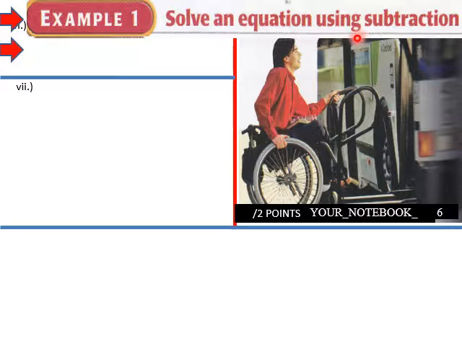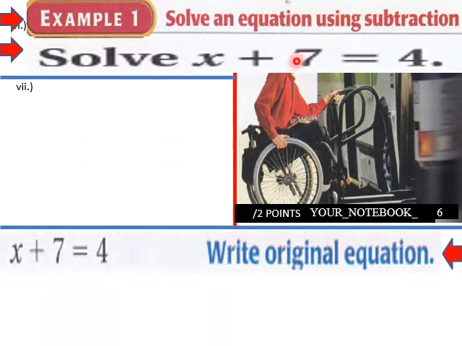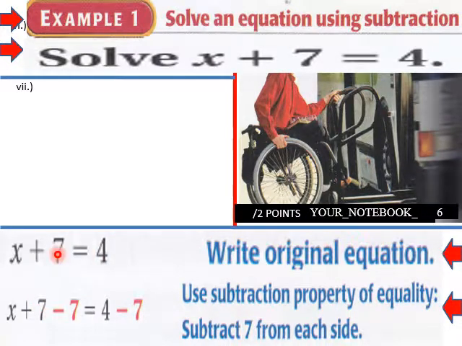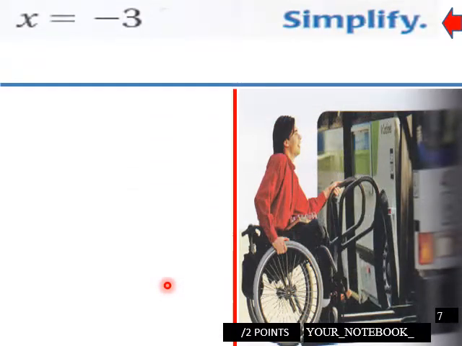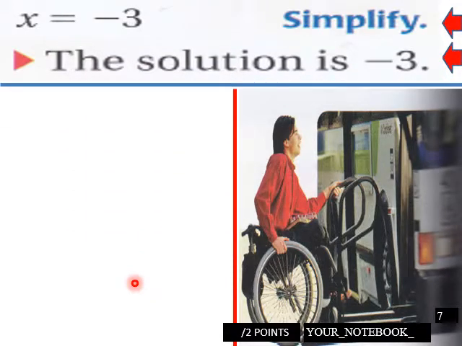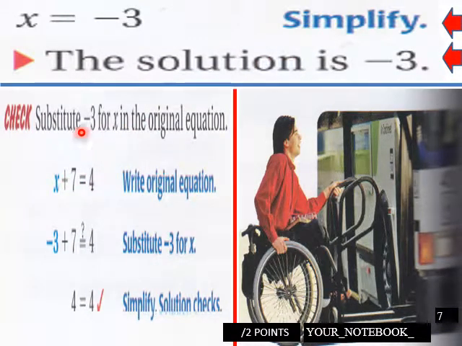Solve an equation using subtraction. So in this example here, we got this here. How would we solve it? We're going to subtract 7 from both sides, isolate our x, and then that'll give us this situation here. X equals -3 because we isolated our x. Solution is -3, and then we stick it back in for a check. Here's our original here. We stick it back in here, and 4 equals 4. So -3 checks as a solution here.